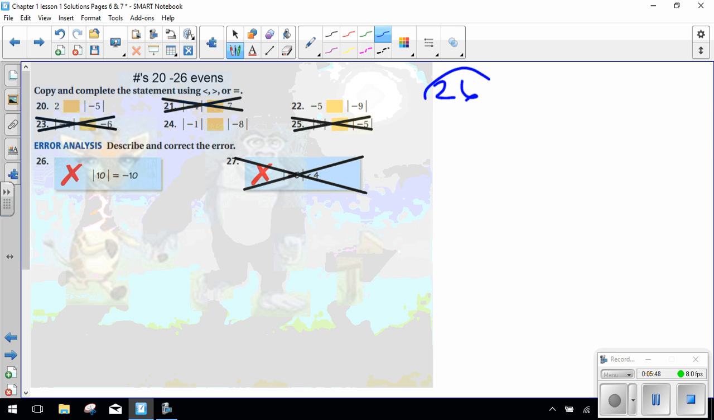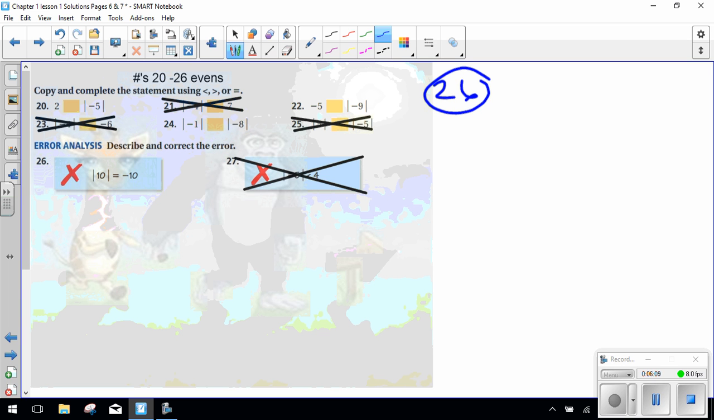So 26, you're going to see a lot of these. These are really great questions to help you prepare for your standardized test. I know it's the very beginning of the year, but from day one, we're going to compare, prepare, and do a lot of writing throughout the school year. And these kinds of questions are going to be asked all the time.